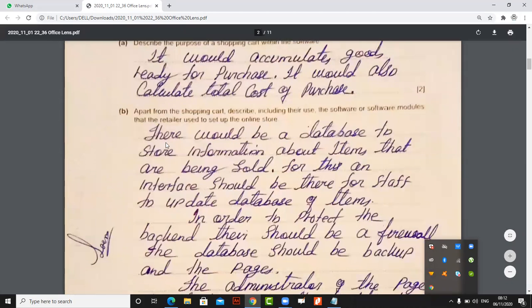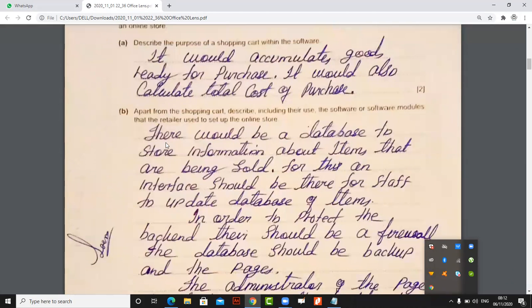Part B was: apart from the shopping cart, describe, including their use, the software modules that the retailer used to set up an online store. The question is that we need to discuss the software or software modules: how can the retailer set up the online store? What things would he take care of? A majority of the students started explaining how the e-commerce based website will work, but that was not the question.